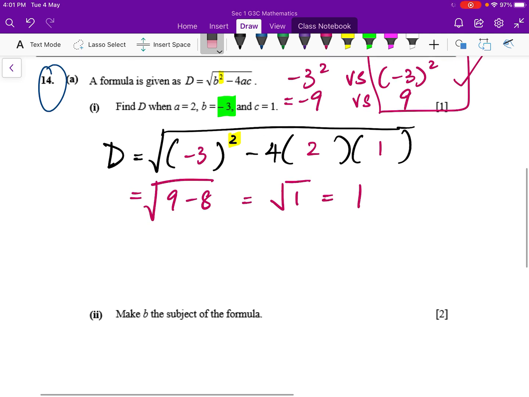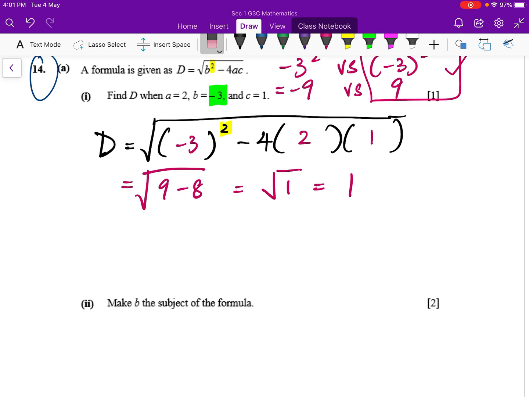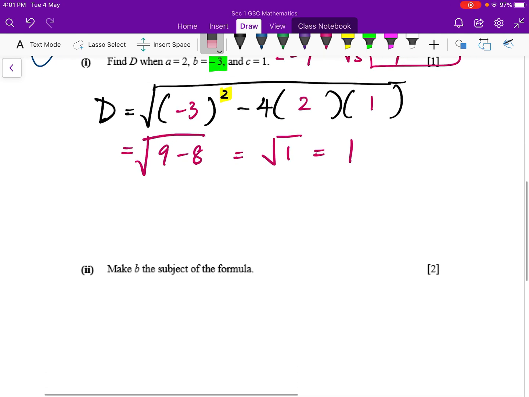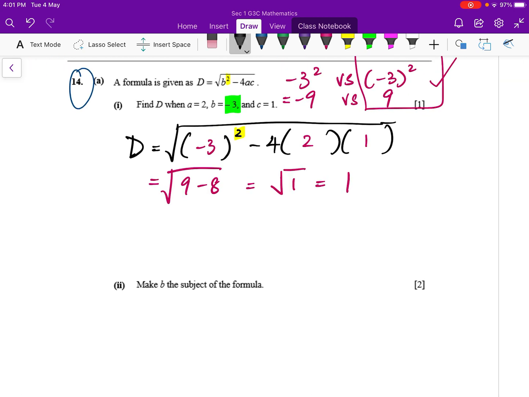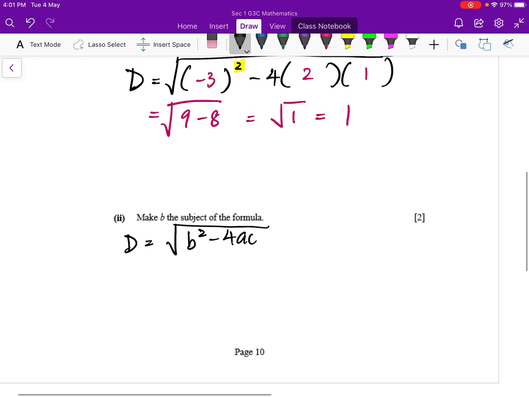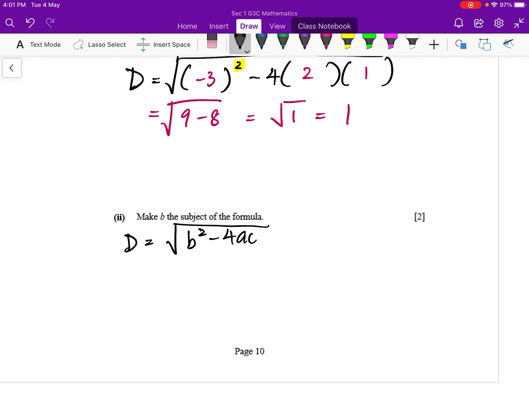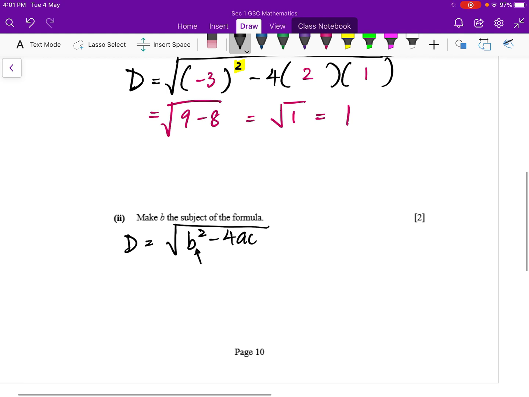You compare that with part B, part 2, where they ask you to make B the subject. Let's copy down the equation first. So D positive square root B square minus 4AC. I want to make B the subject. So it is like peeling an onion. You have to start with the outer layer. And finally, we get to the inner layer, which is the innermost layer, which is B.